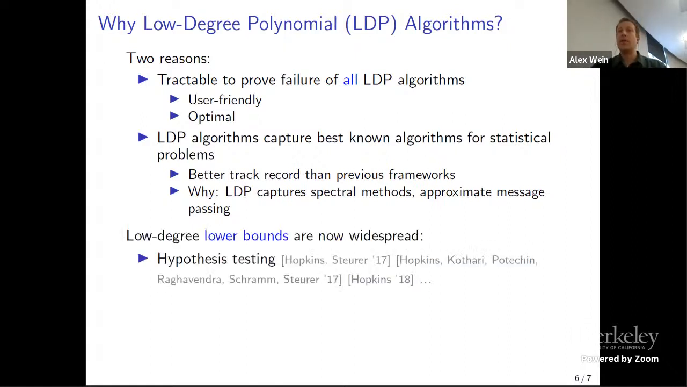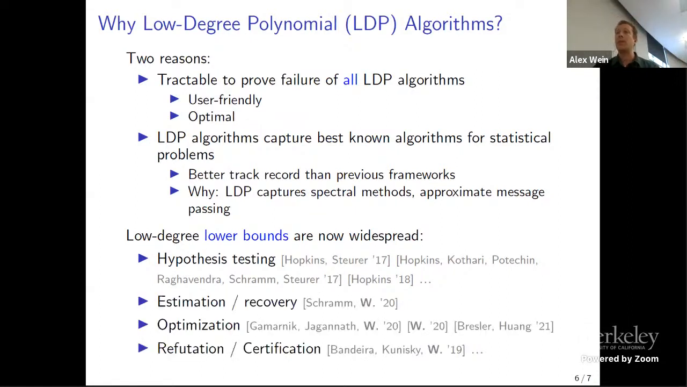And so now these low-degree lower bounds are actually fairly widespread. Originally, they were introduced for the hypothesis testing problems. So these papers here were really the ones that first came up with this idea of looking at low-degree polynomials. And much of my recent work has been about extending this theory to not just hypothesis testing, but all kinds of different statistical problems. So maybe recovering the signal, optimizing random functions, refutation, and certification.